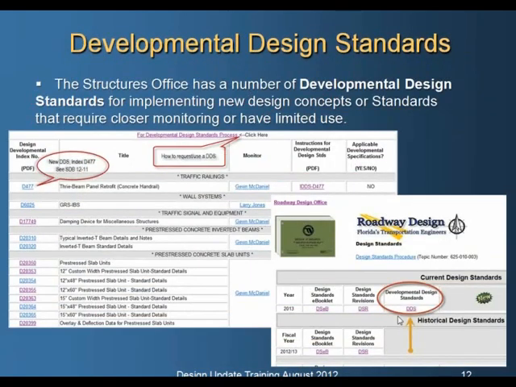Taking a look at the developmental design standards link from the roadway design standards page. I'd like to call special attention to the process for the developmental design standards. It is located at the top of the table. So if you would like to know how to request or how to use a developmental design standard, please click on that link and it takes you to a bulletin that describes how to do everything, and it has a flow chart for the process.